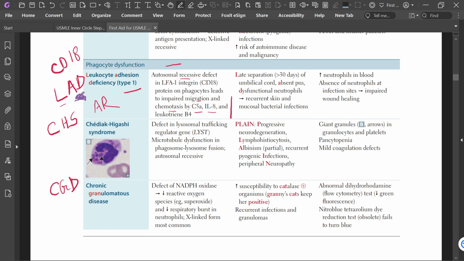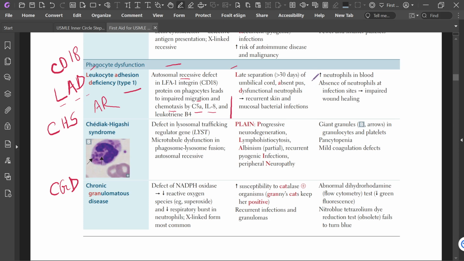In LAD, what happens? There is delayed separation, more than 30 days, of the umbilical cord, as there is no migration of chemotactic substances. So there is absent pus formation. What does pus mean? Pus means dead neutrophils. As they do not migrate, there is absent pus and dysfunctional neutrophils. That's why there is recurrent skin and mucosal bacterial infections.